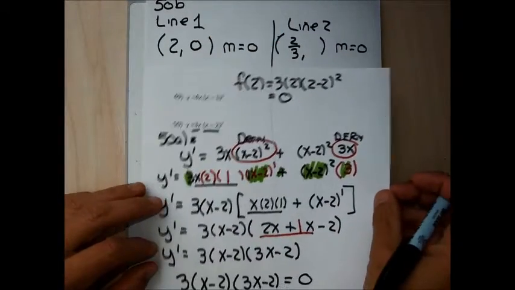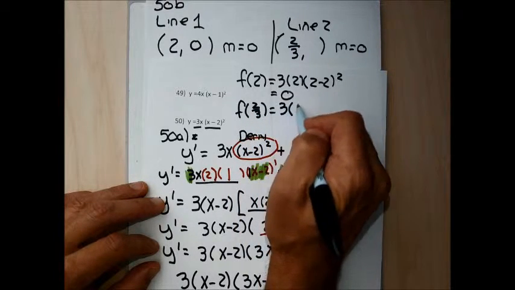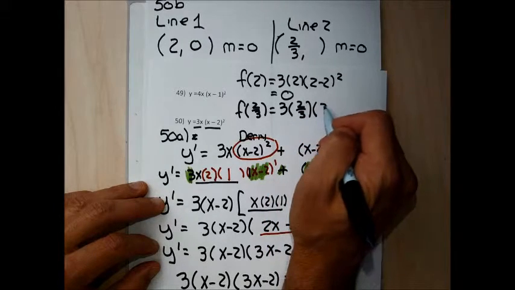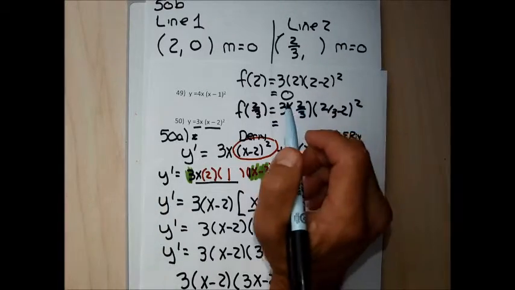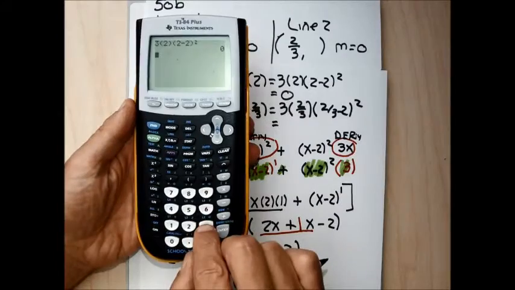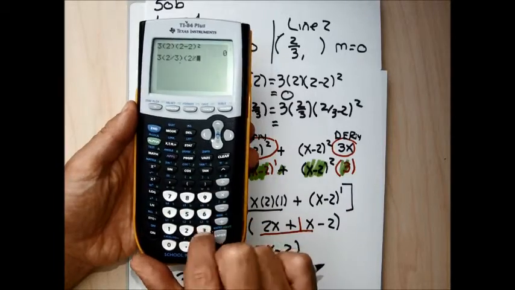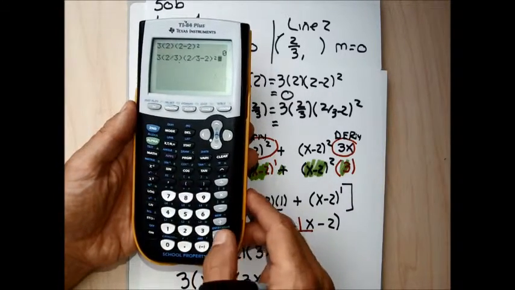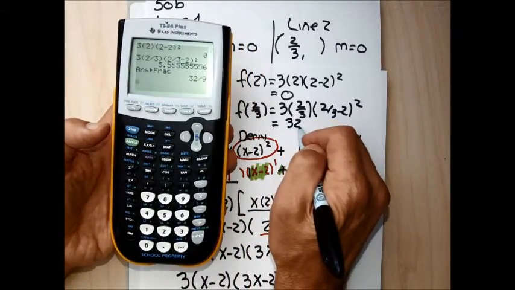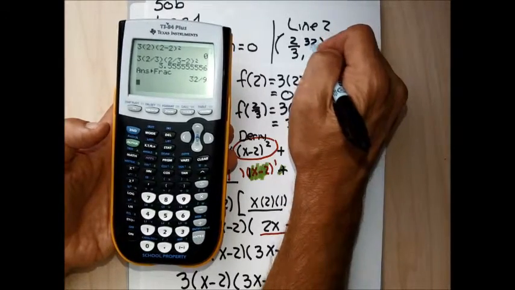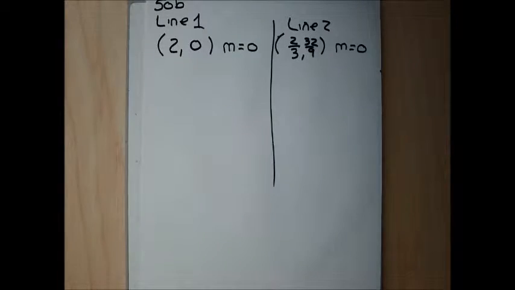For f of 2/3, I'm going to go f of 2/3 equals 3 times 2/3 times (2/3 minus 2) squared. My calculator is going to give me a decimal, and I'm going to press math enter to make that into a fraction. So for this one, I go 3, and then parentheses 2 divided by 3, and then parentheses 2 divided by 3 minus 2 quantity squared, enter, ugly decimal, math, enter, and I get 32/9. And that's going to be the y-coordinate of my second point. So now I have two sets of points with a slope. I can go now and get the equations for my lines.